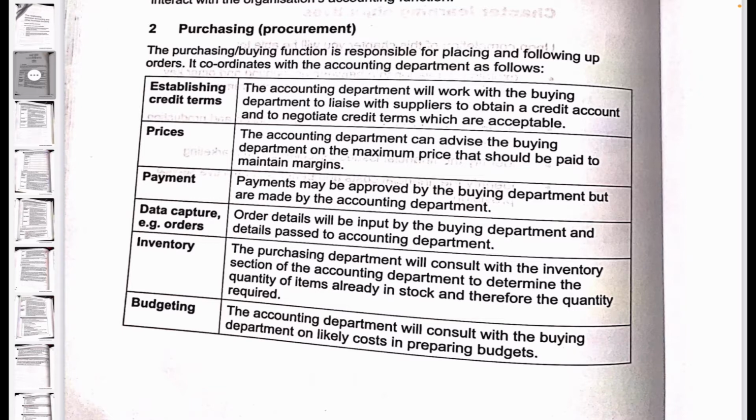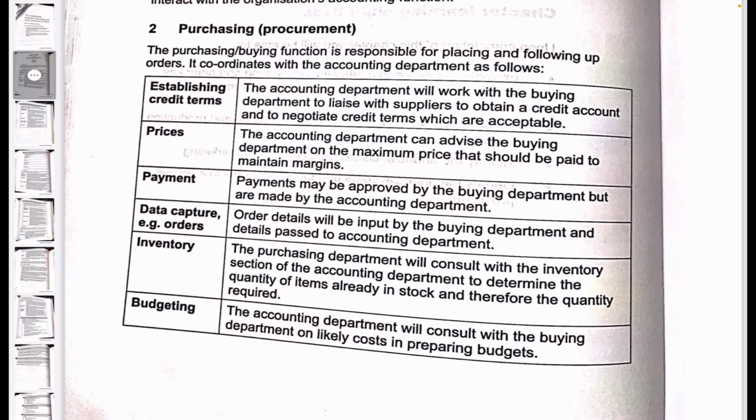So how does it work with the accounts department? Let's see. First, it establishes credit terms. In order to buy something, mostly businesses buy the materials on credit. What does credit mean? They buy it for now, but they pay later on. You get that? It's basically like taking a loan, not really on a monetary basis, but it is about buying something now and paying for it later. So the accounting department will work with the buying department to liaise with suppliers to obtain a credit account and to negotiate credit terms which are acceptable. So that is the first thing.